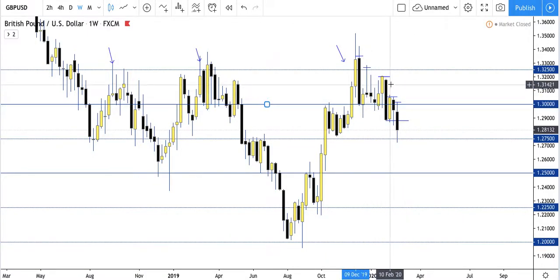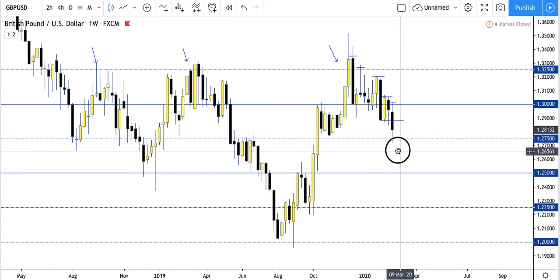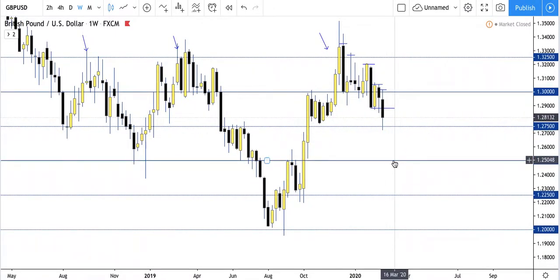strong level of support. With this bearish engulfing, we had that retest, then a continuation back to the downside. Price did pierce through 1.275 and then started to push back up on Friday. However, I still want to see 1.25 being achieved as our overall target.